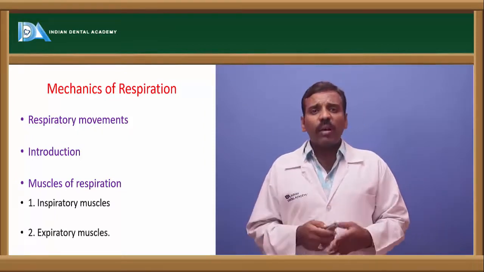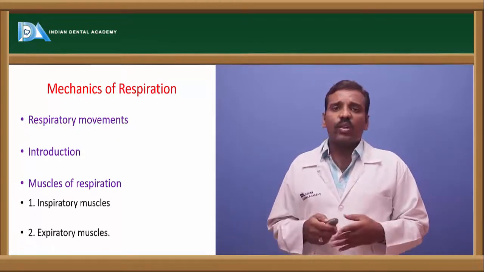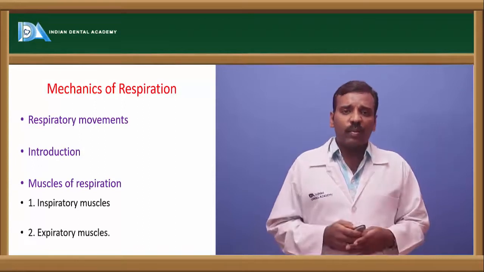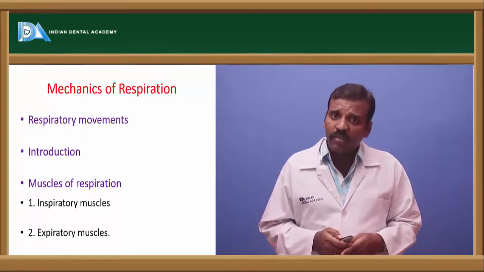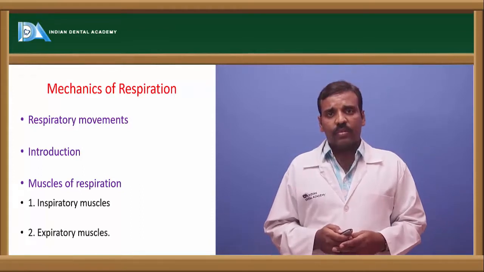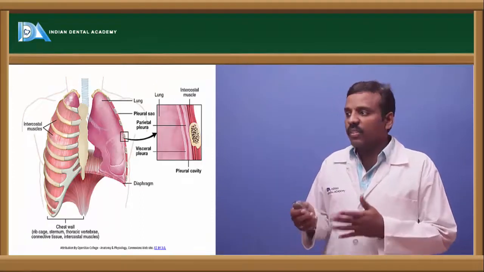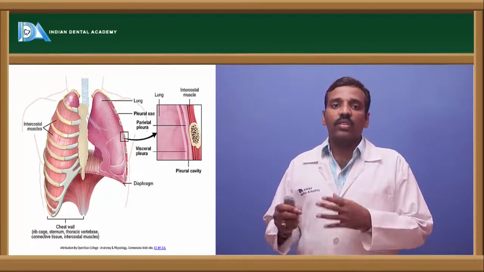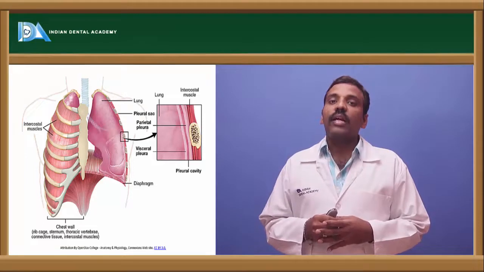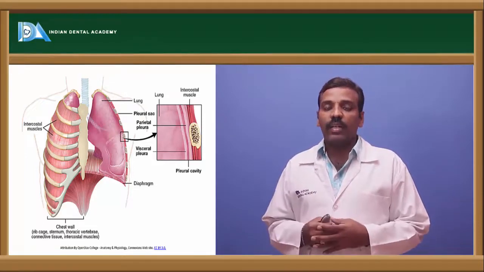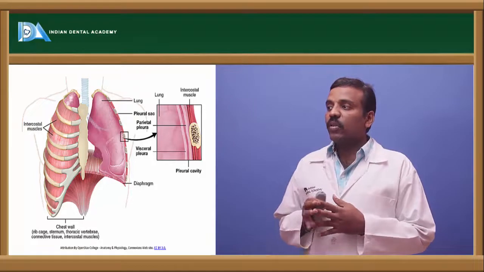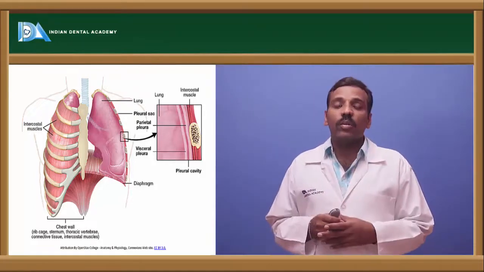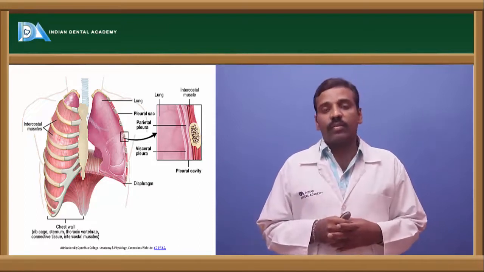And what are the muscles involved in inspiration and expiration, that is, in respiration? Two types of muscles are involved: inspiratory muscles and expiratory muscles. In this diagram, there are two types of muscles functioning for respiration: the intercostal muscles and the diaphragmatic muscles. The intercostal muscles are divided into two types: inspiratory intercostal muscles and expiratory intercostal muscles.